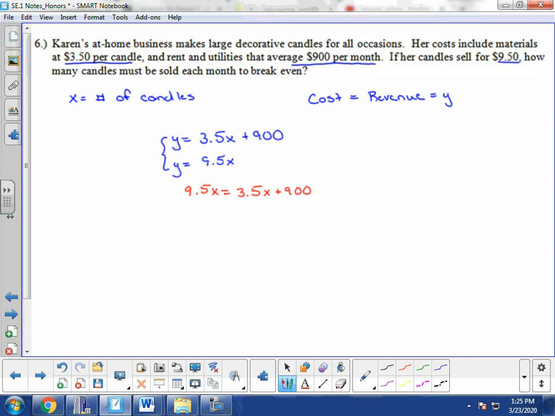Should be fairly easy for us to solve this. Subtract 3.5x from both sides, so 6x equals 900. Divide by 6, x equals 150.